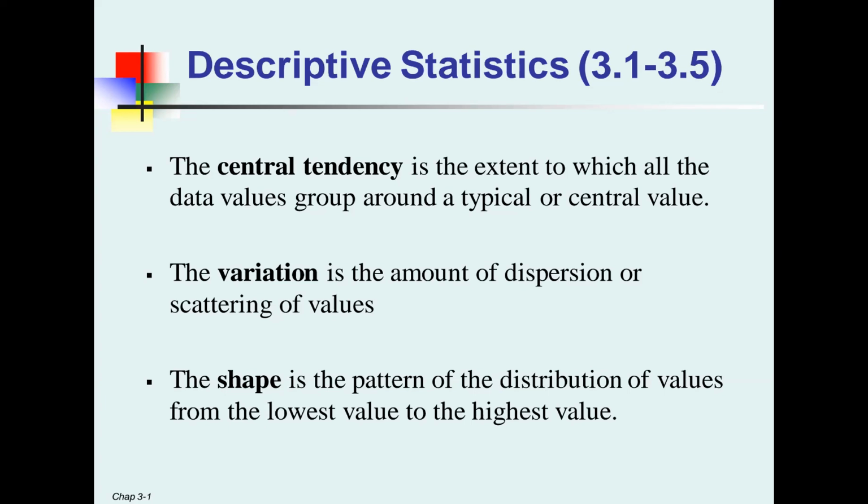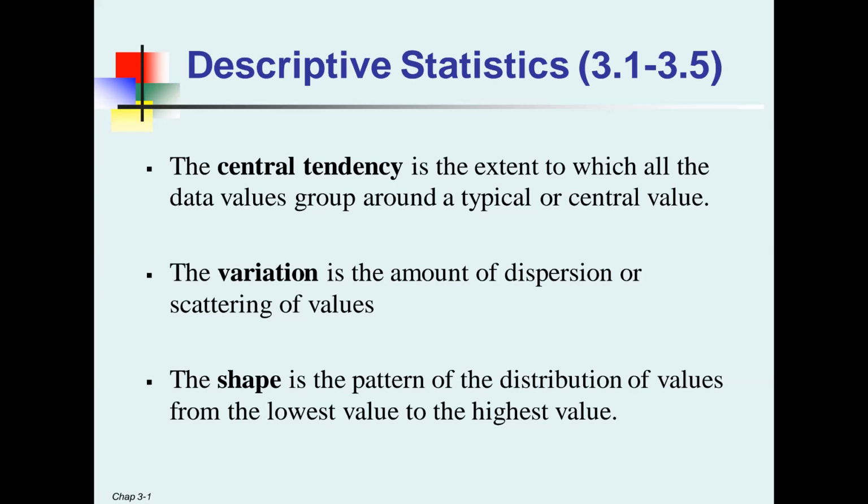So the variation is actually the amount of dispersion or scattering of values. So that is what variation means. So we are asking ourselves how scattered are the individual scores, how scattered are the values. That is the measure of variation.